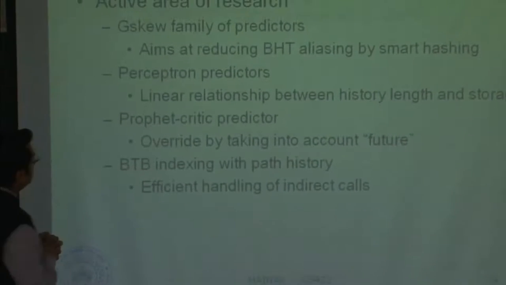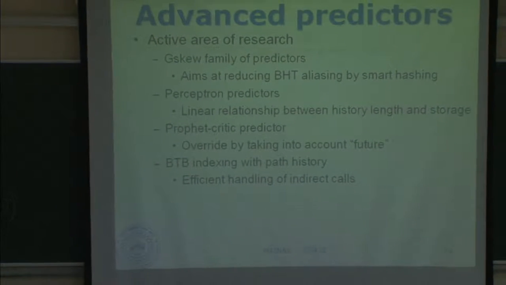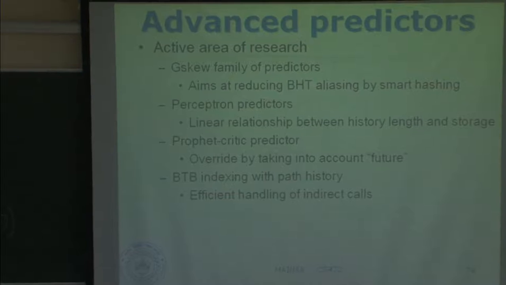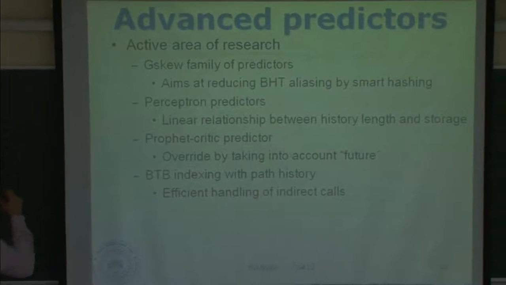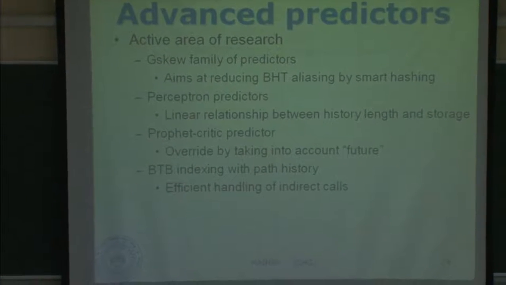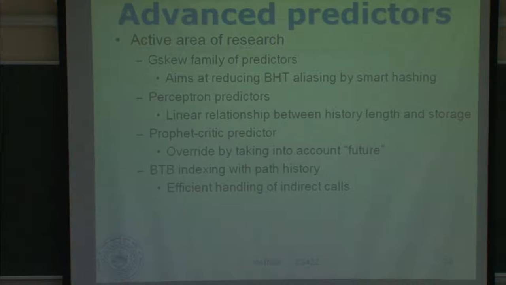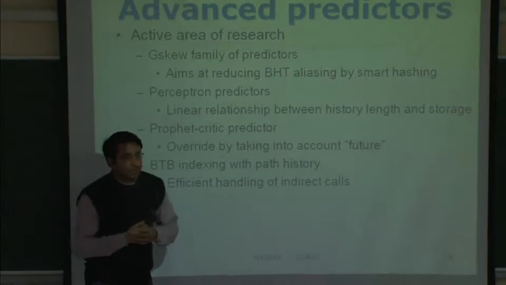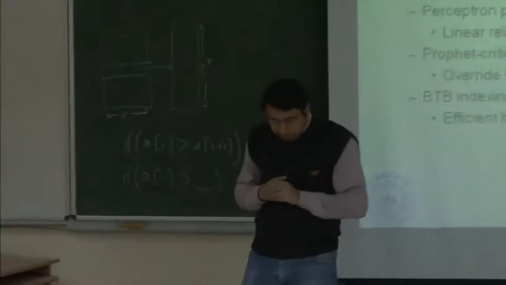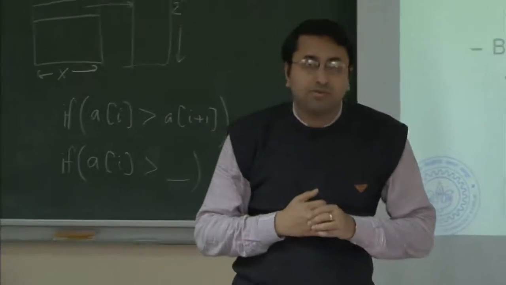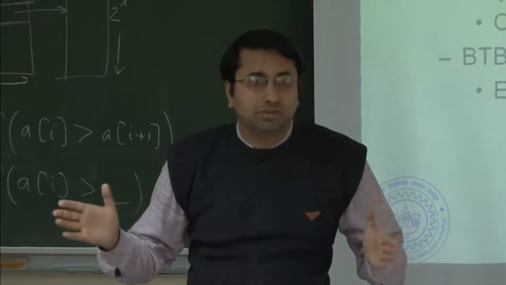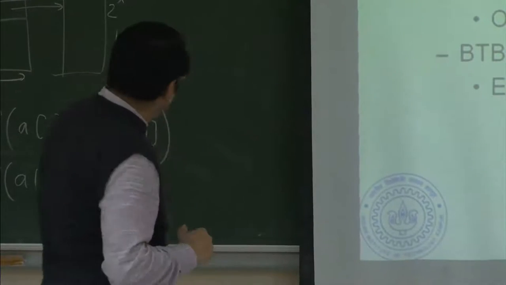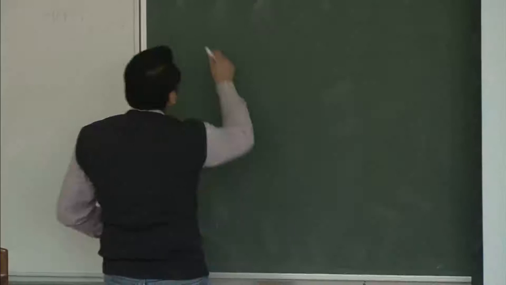It's impossible to give you everything that has happened in all these four departments. So there is a family of predictors known as G-skew predictors that try to address the first problem of reducing BHT aliasing. Here the idea is that you have an odd number of branch history tables, and these are all GAg predictors. So I'll be a little more general here.